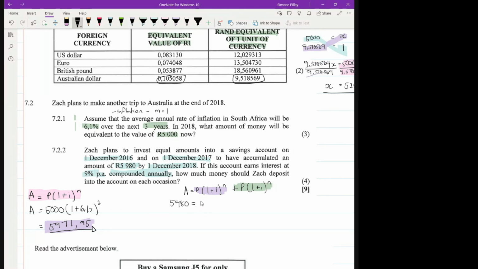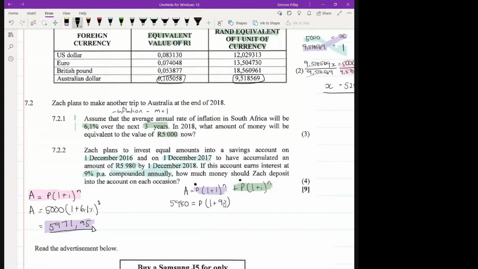And so what I'm going to do now is say we're looking for these P amounts. Remember, because these P amounts are equal, I can make them one equation because the P represents the same value in both of my parts over here. So my P is my unknown. It's going to be 1 plus my interest, which is 9% per annum. And again, because it's compounded annually, I don't have to worry about that M value.